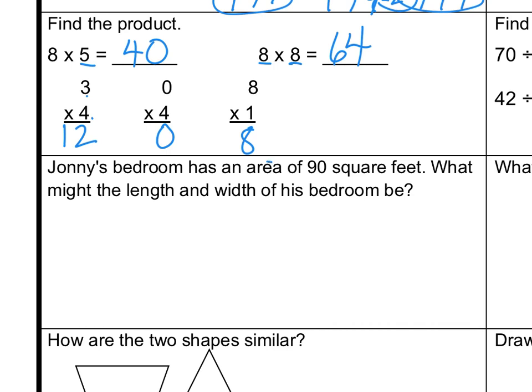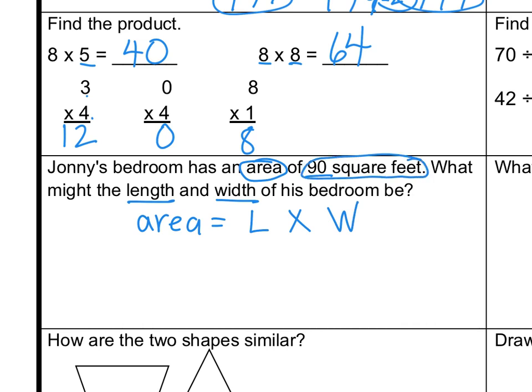Johnny's bedroom has an area of 90 square feet. What might the length and width of his bedroom be? So we usually write area equals length times width. And this time we know the answer. We know the area is 90. I'm going to do feet squared since it takes up less space. But we've got to figure out something times something that would give us 90.